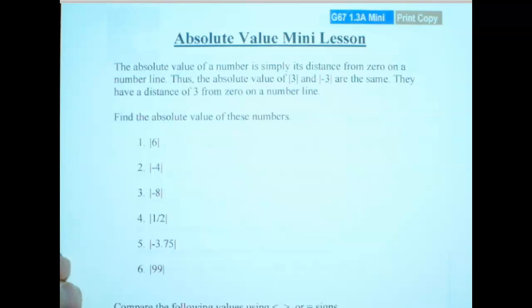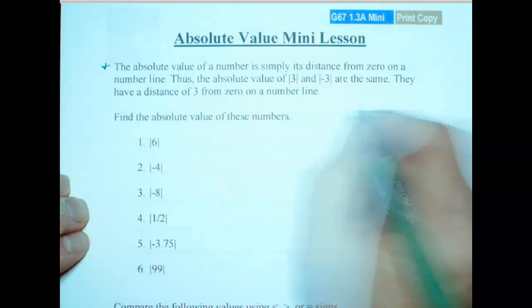Hey folks, this is a G67 1.38 mini lesson just on going through absolute value and how you do this. So this is important right up here. This is really everything. It says the absolute value of a number is simply the distance from 0 on the number line. Thus, the absolute value of 3 and negative 3 are the same.